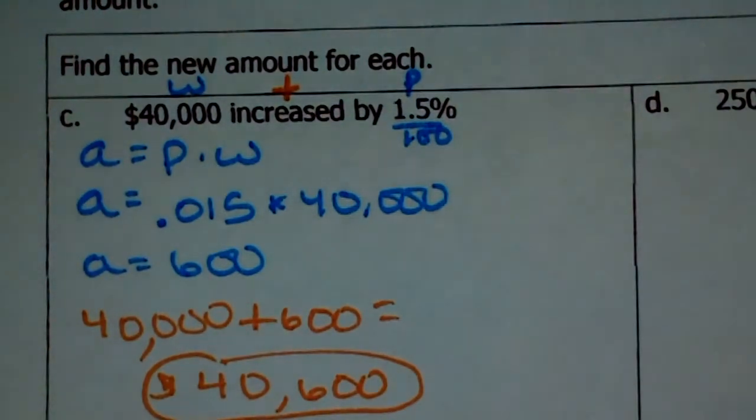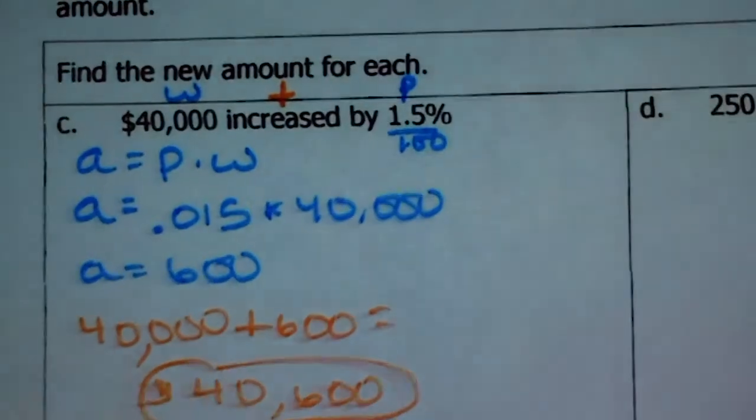We have to figure out what our new salary is, but there's more than one step. We need to first know, okay, how much is it being increased or decreased by? That's where A equals P times W comes in. And then after that, if it's an increase, we add it to the original amount. If it's a decrease, we subtract it from it.